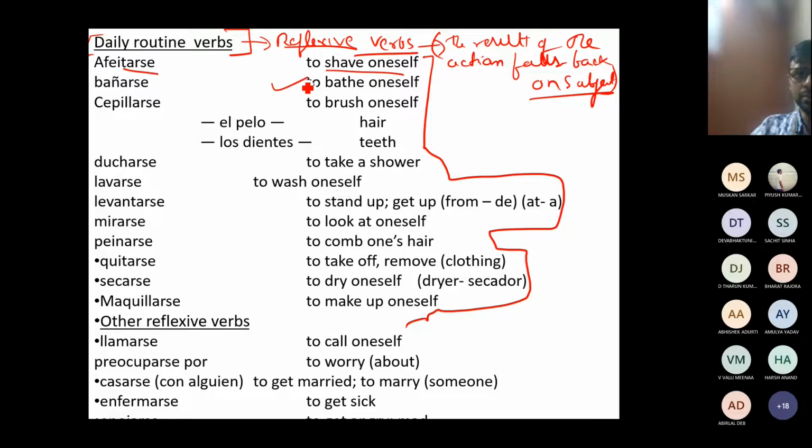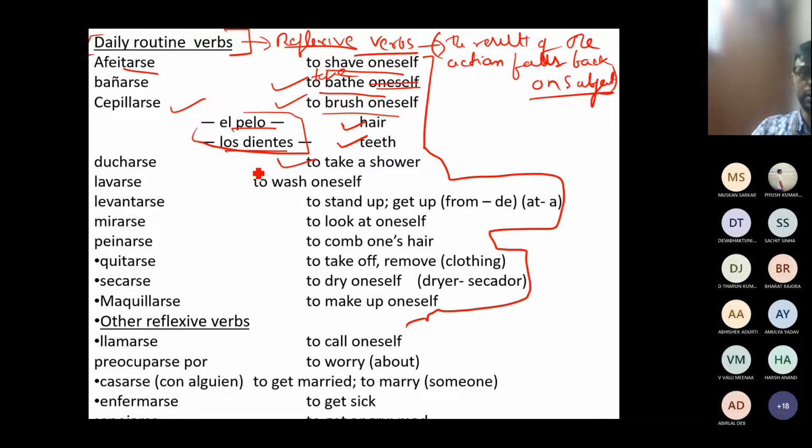Similarly, the second one, already explained, bañarse. Third one, cepillarse, is to brush oneself. Now this cepillarse is used both when you are brushing your hair or when you are brushing your teeth. In both cases you will be using cepillarse. And it is also a reflexive action because the subject is going to perform the action on himself and the result will be on him, or her. So you use it like that.